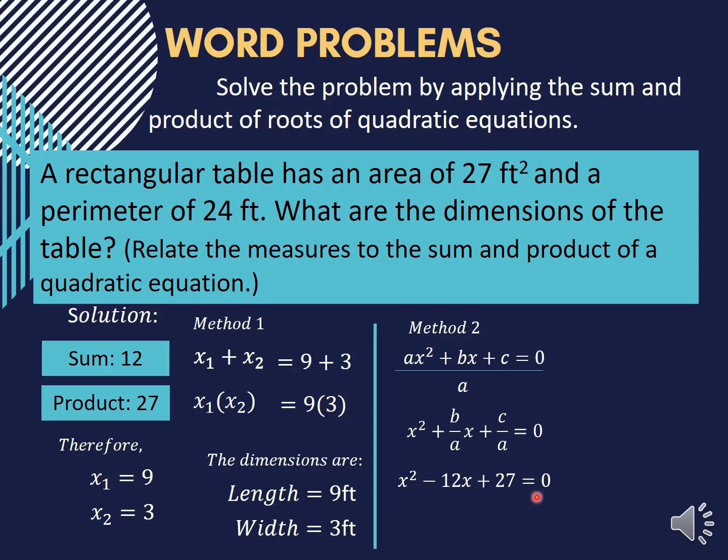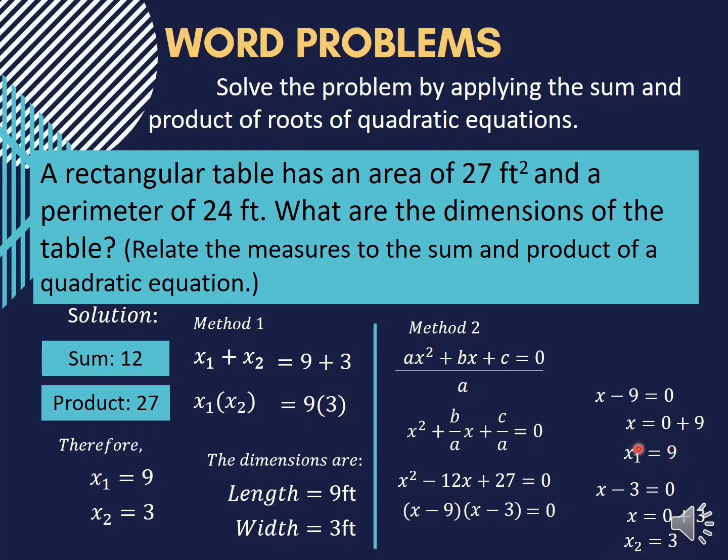Now, ma'am, how do we get the value of x, the length and width? Let us solve the quadratic equation. Let's use factoring. When we use factoring, this is equal to x minus 9 times x minus 3 is equal to 0. So, therefore, x minus 9 equals 0 is the first. Then we transpose negative 9, it becomes 0 plus 9. So, x sub 1 is equal to 9. Next is x minus 3 is equal to 0. So, x is equal to 0 plus 3. The negative 3 became positive 3. So, therefore, x sub 2 is equal to 3.